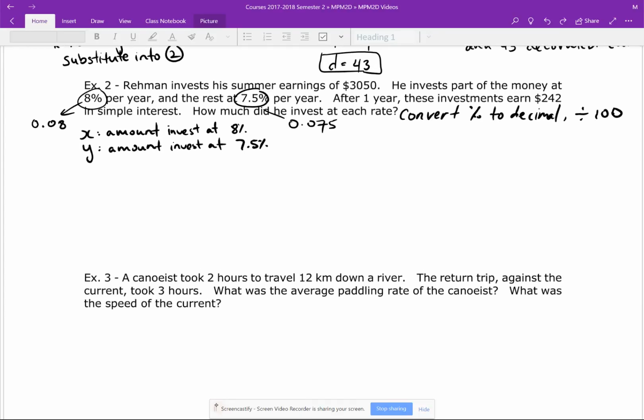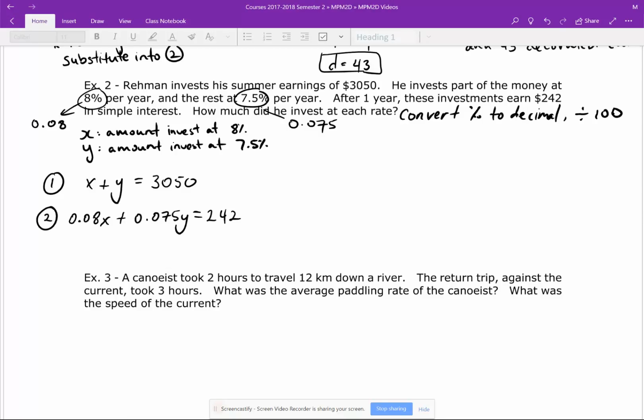Okay, so equation number 1 is the total amount of money he's investing. So the amount of money invested at 8% plus the amount of money invested at 7.5% equals a total amount of $3,050. Equation number 2 involves the percentages. So 8% of x plus 7.5% of y gives you the amount of interest that he earned. So you earn $242 of interest. Here are the two equations.